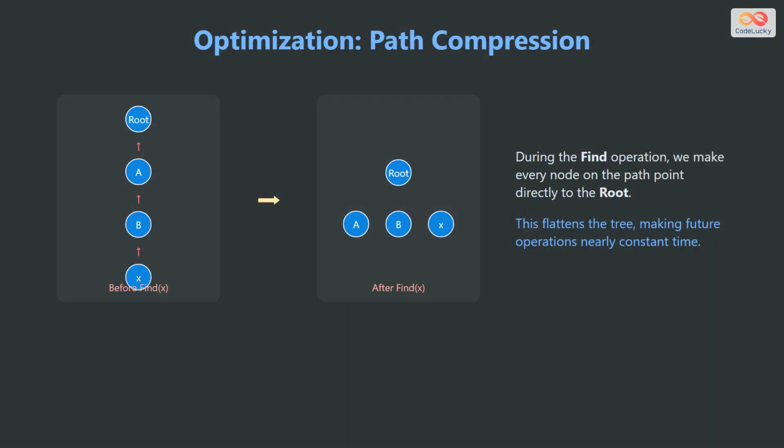To make this fast, we use path compression. Normally, finding the root might involve traversing a long chain of parents. With path compression, whenever we look up a node's root, we update that node to point directly to the root. This flattens the tree structure significantly, speeding up future lookups.